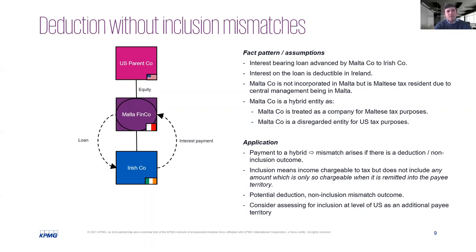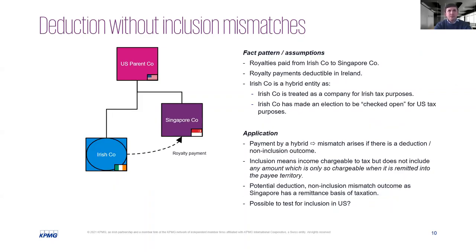Yeah. So in our next example, we have another remittance-based regime. So in this case, we have an Irish company, and it's the Irish company in this scenario that's the hybrid entity, as it's a company for Irish tax purposes that's made a check the box election, and so it's a disregarded entity from a US tax perspective. So again, here we need to consider if there's a deduction non-inclusion mismatch outcome. So we have a deduction for the royalty payment being made in Ireland, and that royalty payment will only be taxable in Singapore when it's remitted into Singapore. So potentially, again, here we have a deduction non-inclusion mismatch outcome.